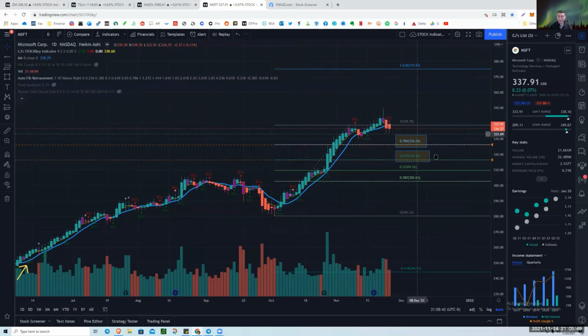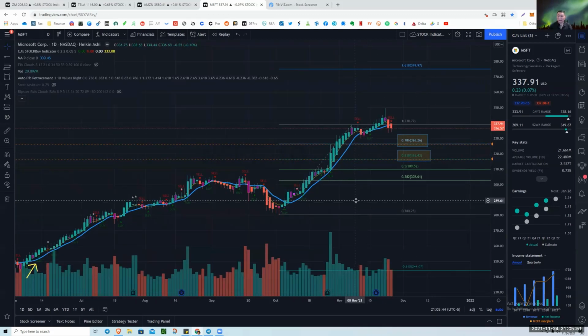So here's the question. Do you think that Microsoft is going to retrace either here to here before it goes back up again, or is it going to go all the way down?